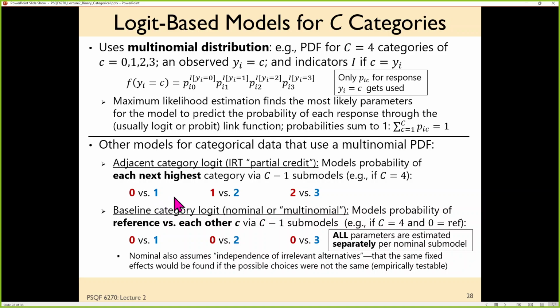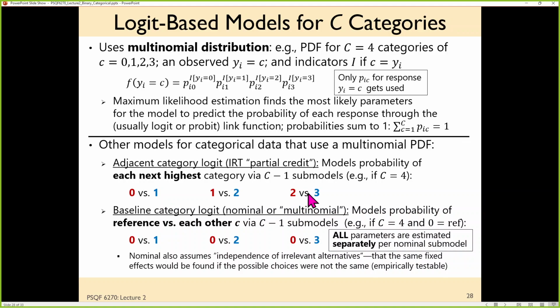The submodels kick out the extra categories, and they model each of these conditionally. So given that you answered either 0 or 1, what is the probability of a 1? Given that you answered 1 or 2, what's the probability of a 2? And so on. So this is not cumulative. It is possible that you can have things that go out of order this way because there's no constraint about what happens for 2 versus 3 relative to 0 and 1. They're separate.